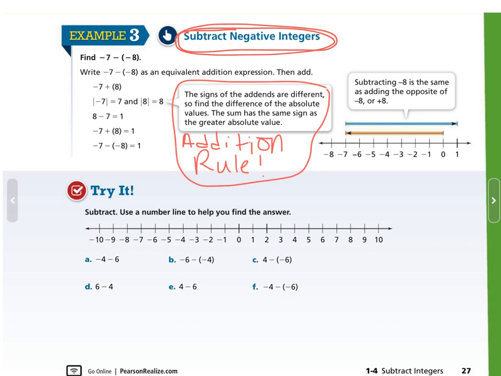Now that you have an addition expression, you can use the addition rule to add those two integers together. Negative 7 plus 8 is a positive 1.